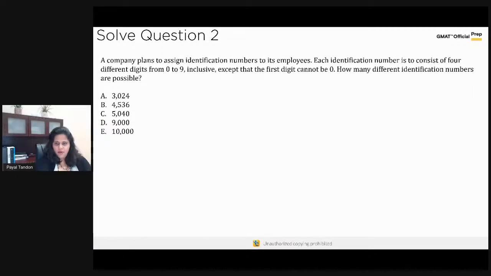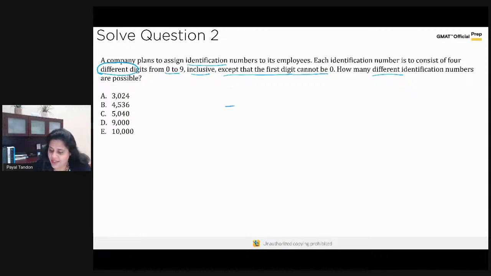All right, so let's solve this question now. We're going to read it. I know that some of you are a bit confused about the difference between this question and the previous one. We're going to identify that. Identification numbers. Each identification number is to consist of 4 different digits. That is the difference. From 0 to 9 inclusive. Again, same as the previous question, except that the first digit cannot be 0. How many different identification numbers are possible?